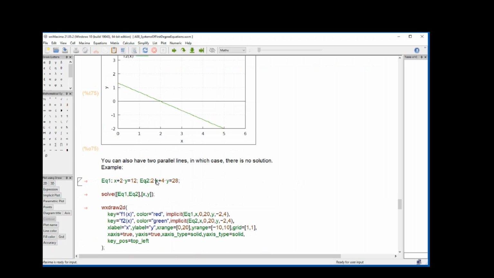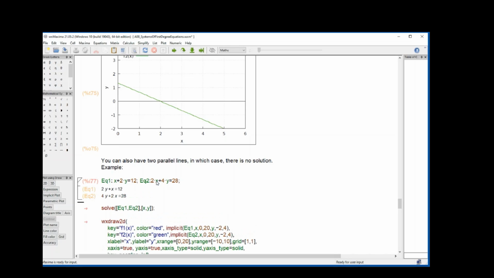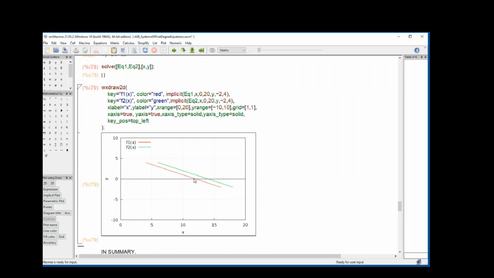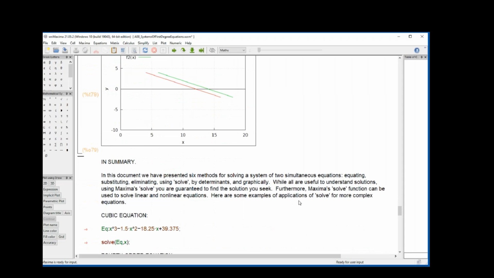If you have two parallel lines, for example, the coefficients of the x and y terms are the same, they multiply by 2, but this is not 12 multiplied by 2. So what you have is two parallel equations that we're going to indicate here. If we say solve equation 1 and equation 2, we get an empty result indicating there's no solution. And if we plot those, you get two parallel lines, and so they never have a solution.